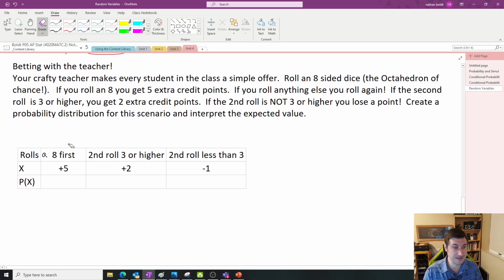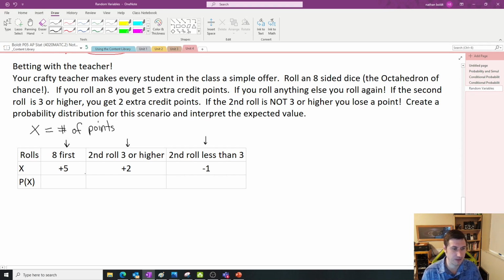All right, let's do this. So I had to figure out what is our random variable here going to be. And so what are we interested in? The number of points. How many points is Bolt giving away to students? So I've got 3 different outcomes. You could get 5 points, you could get 2 points, or you could lose a point. What is the probability of each?